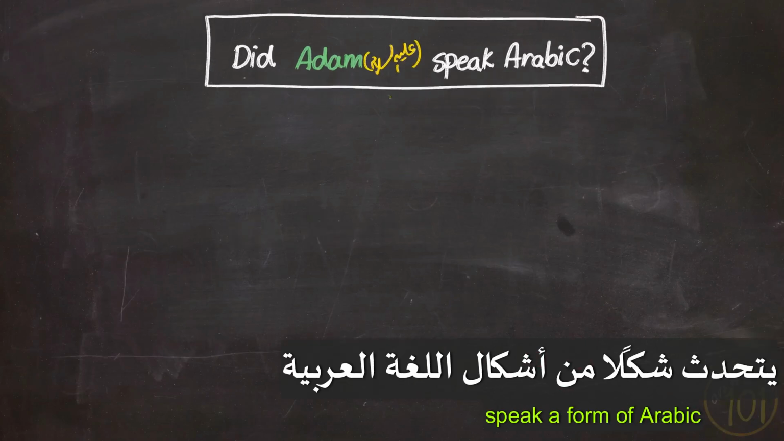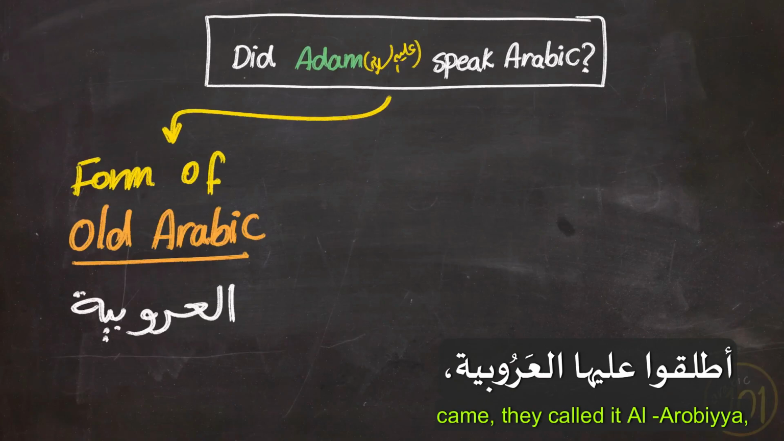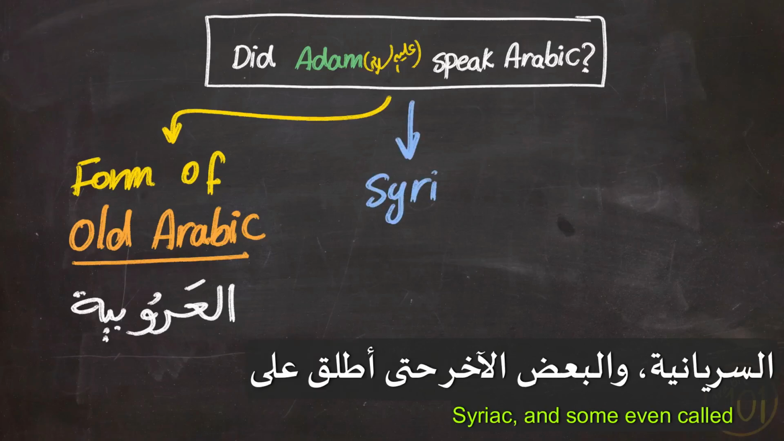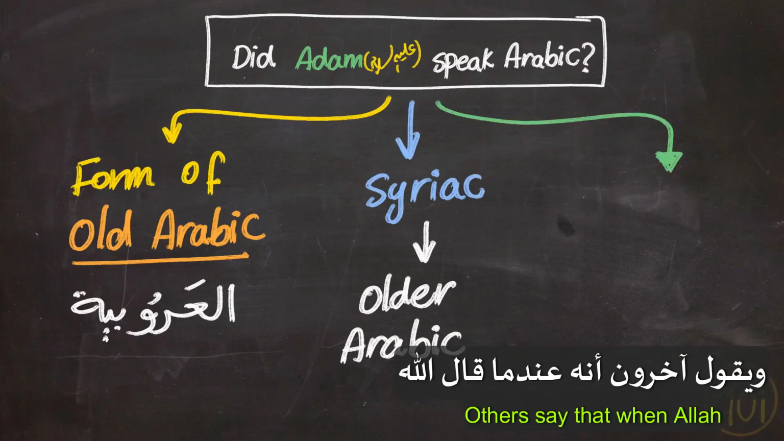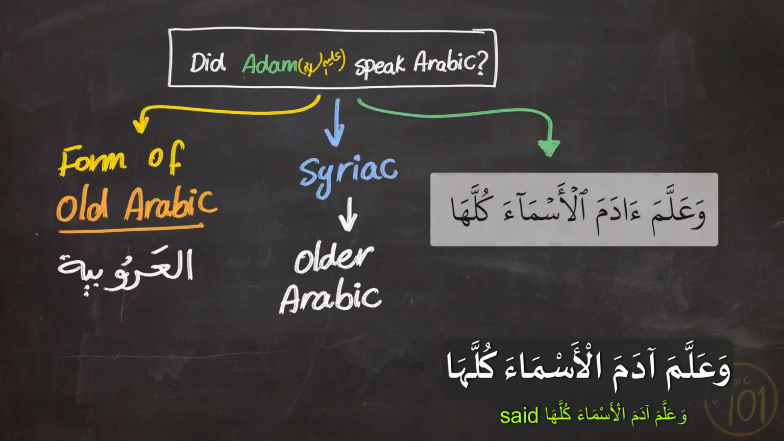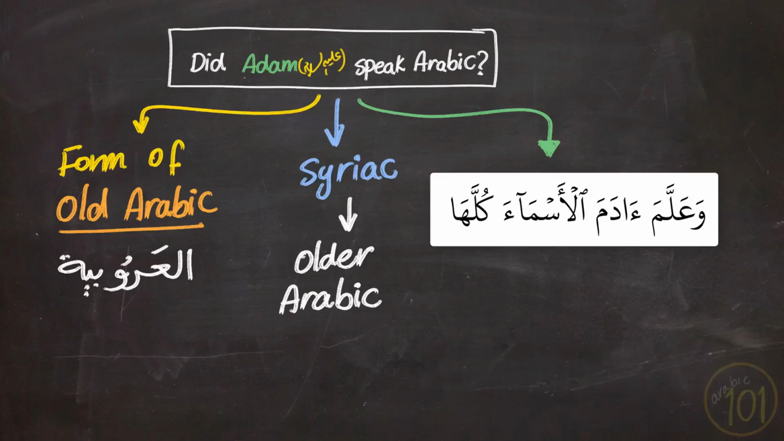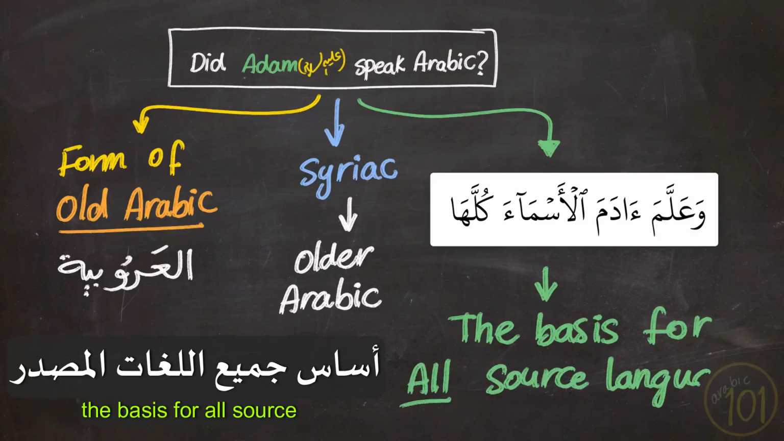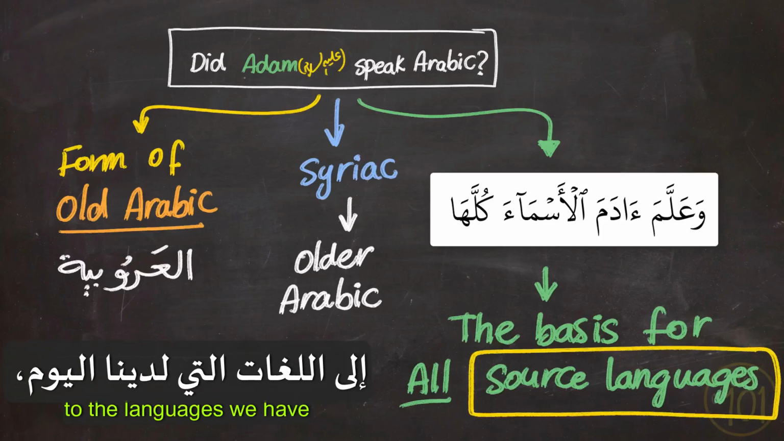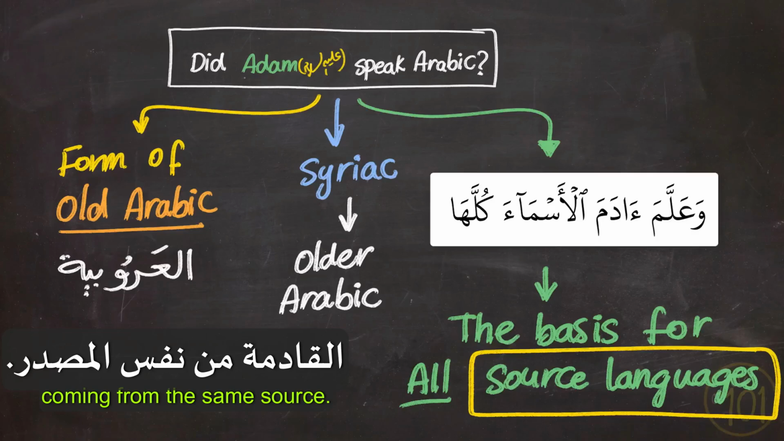Some say that he did speak a form of Arabic from which the current Arabic came. They called it al-Arabiyya. Some say he spoke Syriac, and some even called Syriac the old form of Arabic. Others say that when Allah said, وَعَلَّمَ آدَمَ الْأَسْمَاءَ كُلَّهَا, and Allah taught Adam the names, all of them. So for them, according to this ayah, Adam was taught the basis for all source languages, which then branched out to the languages we have today, which could also explain the similarities between different languages coming from the same source.